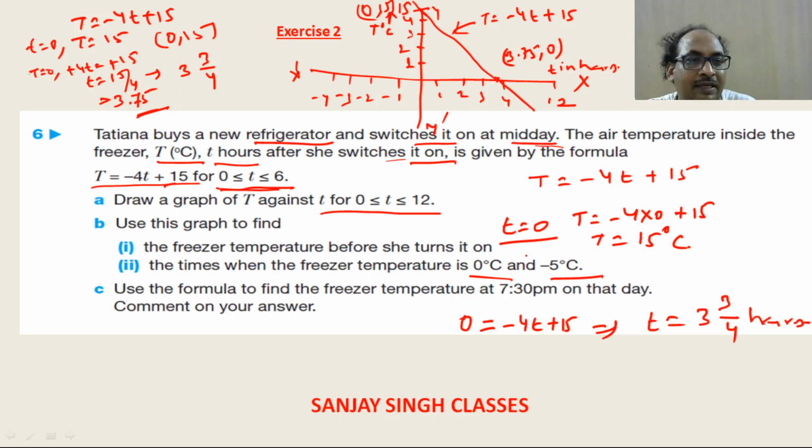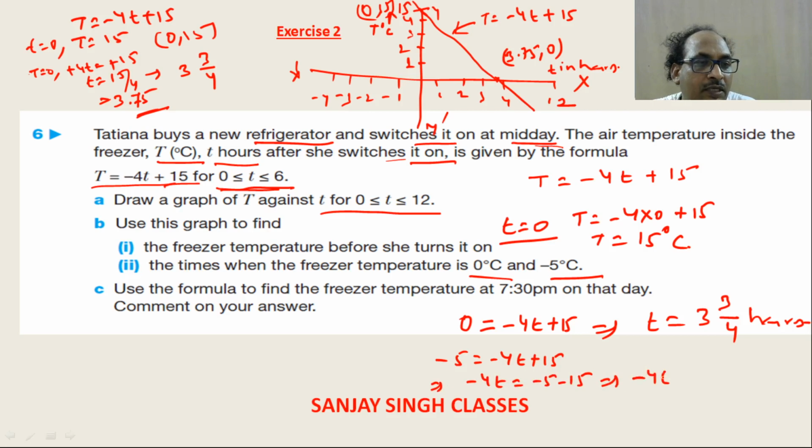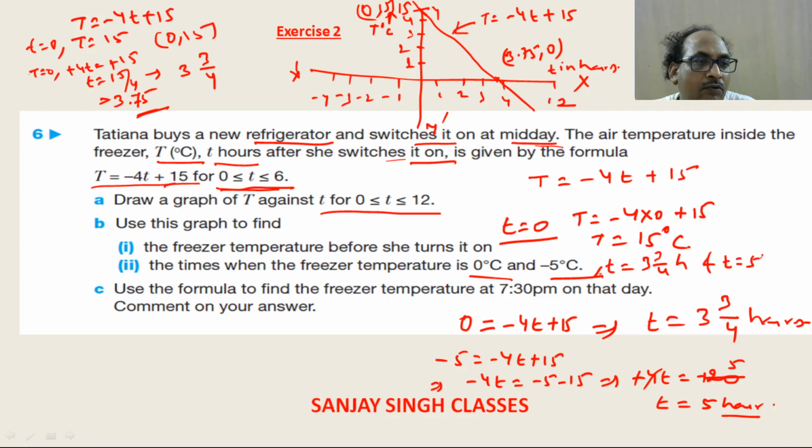Okay, and when it is minus 5, minus 4t plus 15 gives us minus 4t is equal to minus 5 minus 15, and minus 4t is equal to minus 20. Minus minus will get cancelled, 4 5s are 20. So t is equal to 5 hours. After 5 hours, the temperature will be minus 5 degree centigrade. So here the answer will be t is equal to 3 3/4 hours and t is equal to 5 hours.